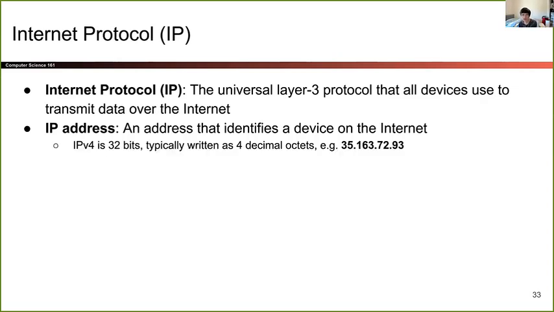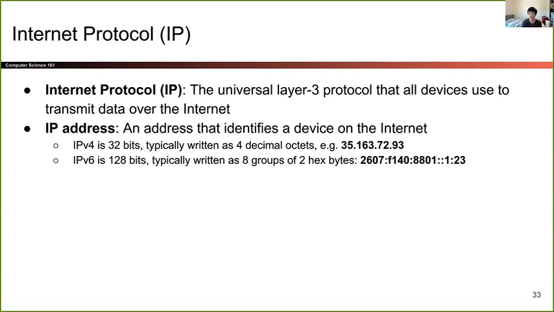There are 2 versions of this. IPv4 is 32 bits, which are usually written as 4 decimal octets separated by periods. So in this case, 35.163.72.93. You've probably seen something like this before. There is a newer version of this called IPv6. It's 128 bits, basically just because we were running out of IPv4 addresses. And we usually write it as 8 groups of 2 hex bytes.